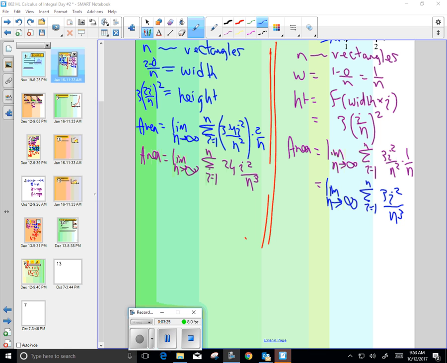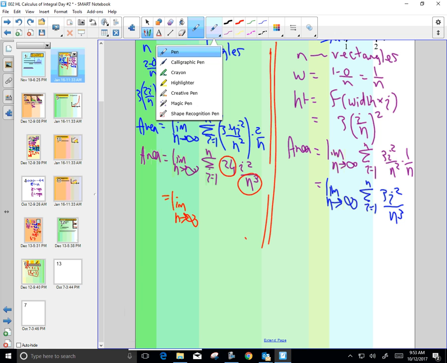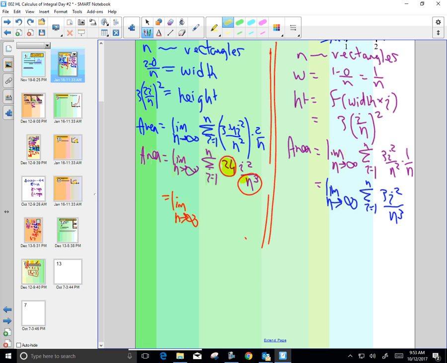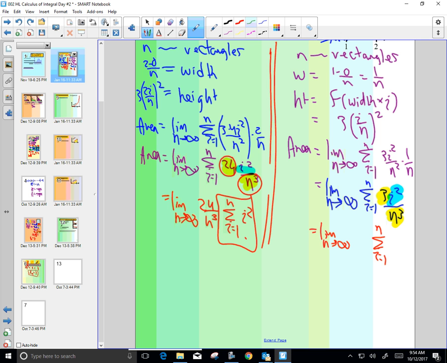So now we're going to, let's go with red here. Area is going to be limit n approaches infinity. Pull out the constants. Let's use the highlighter again. Keep these I squareds alone. So you're going to get 24 over n cubed. Sum as I goes from 1 to n of I squared. This one is going to be the limit n approaches infinity. The sum I goes from 1 to n of I squared, 3 over n cubed.